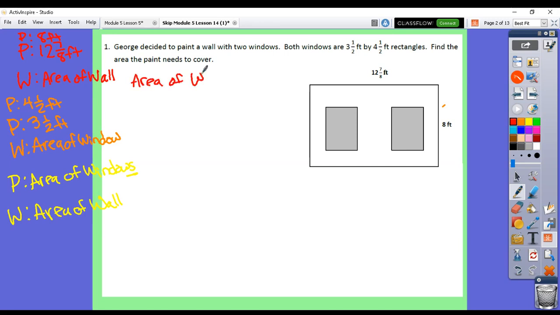of our windows. Nope, just kidding. The area of our wall, sorry. And we have to subtract the area of the windows, 2 of them.